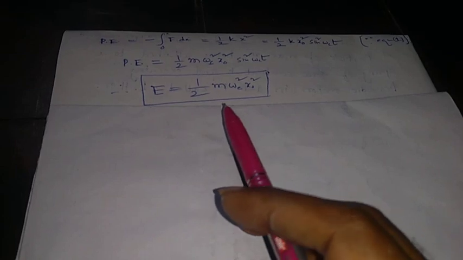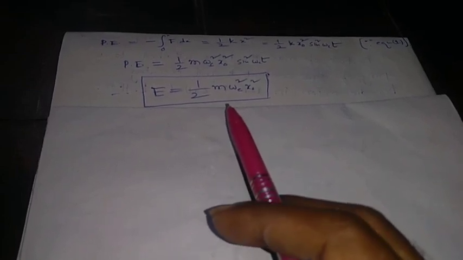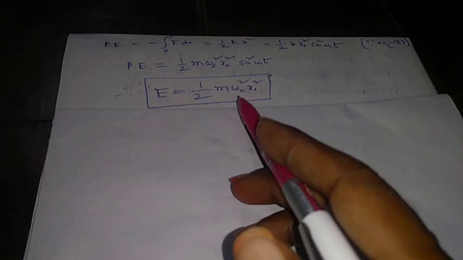If you take the summation of both kinetic and potential energies, we get this expression for the total energy of the linear harmonic oscillator. Here m and omega c are constants, but this x naught can take any possible value. So the energy of the linear harmonic oscillator is continuous in the classical picture.